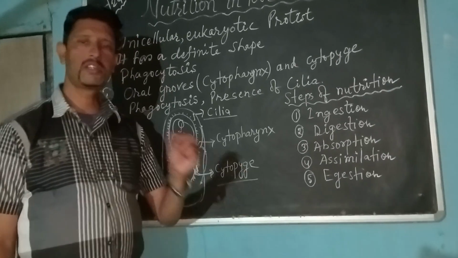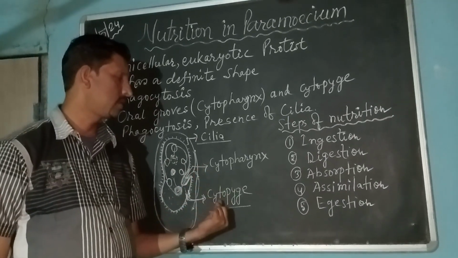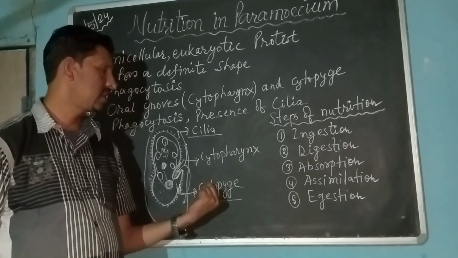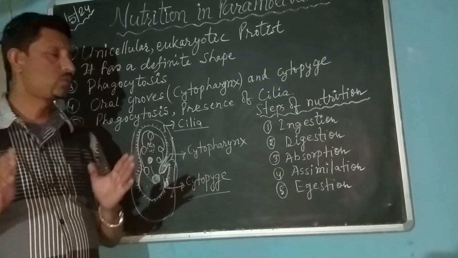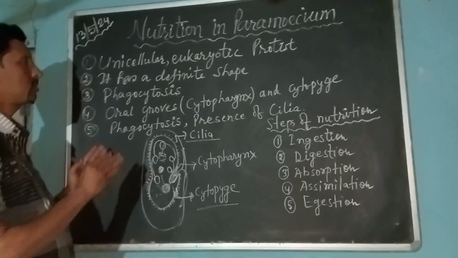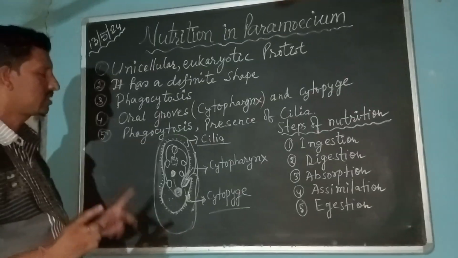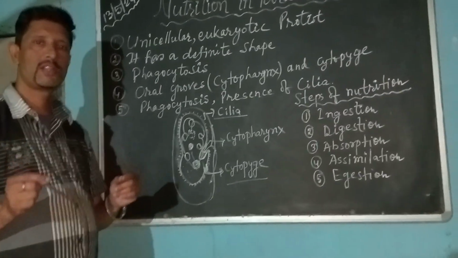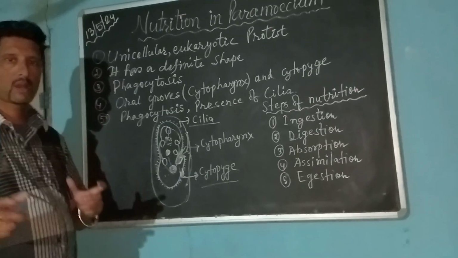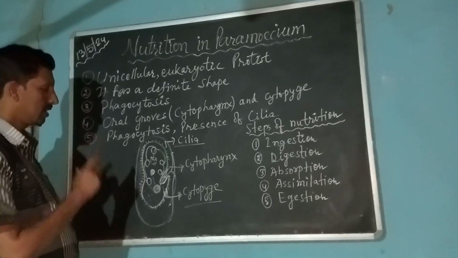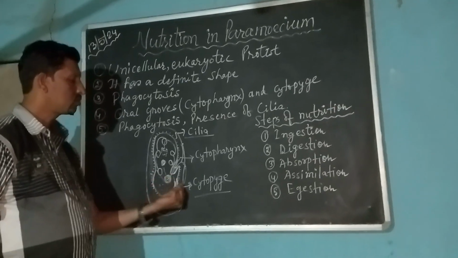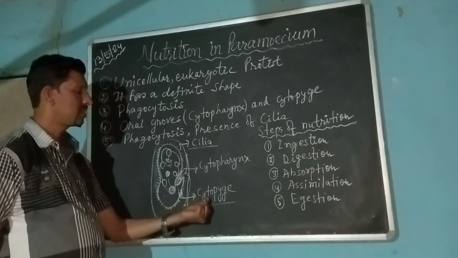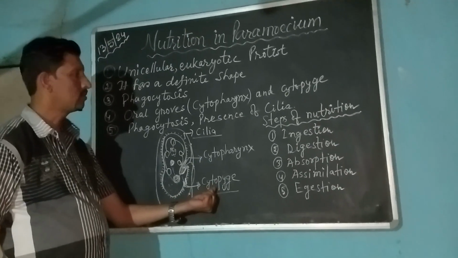That means there is a little difference from the amoeba. If you compare the nutrition in amoeba and the nutrition in paramoecium, you find a little difference. Amoeba does not have a definite shape, but paramoecium has a definite shape like a slipper. Second, amoeba does not have any exact place for the entry and exit of food particles, but paramoecium has one definite place, the cytopharynx, for intake of food, and a definite place for the exit of food, known as the anal pore or cytoproct.